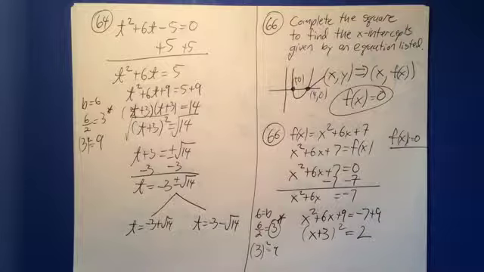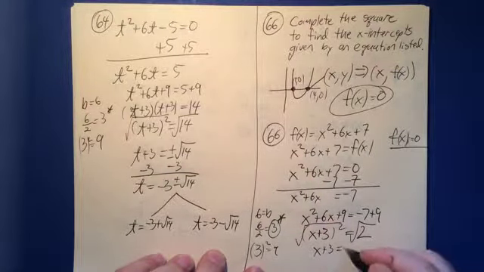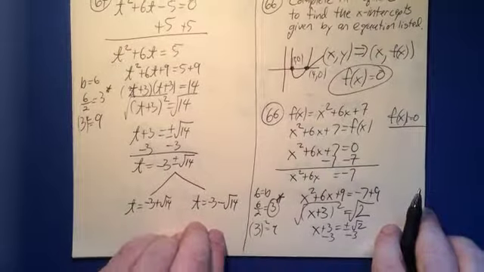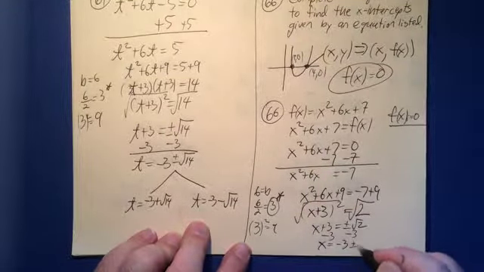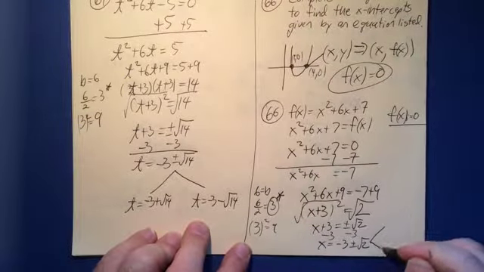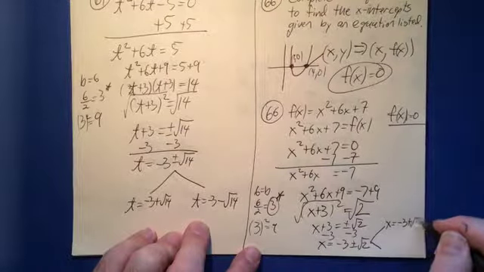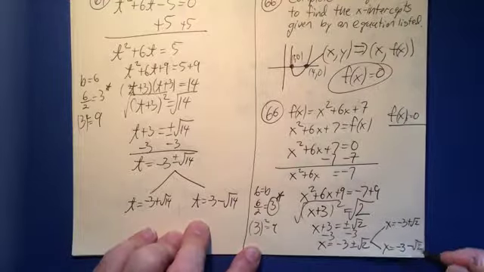So I skipped a step there. Why? Because I'm trying to conserve space. I'm almost out. So at this point, if I take the square root of both sides, I can write this as x plus 3 equals plus or minus radical 2. If I subtract 3, then x is going to equal negative 3 plus or minus radical 2. Or if I split this up, I can write this as x equals negative 3 plus radical 2, or x equals negative 3 minus radical 2.